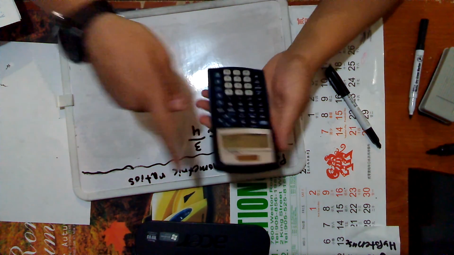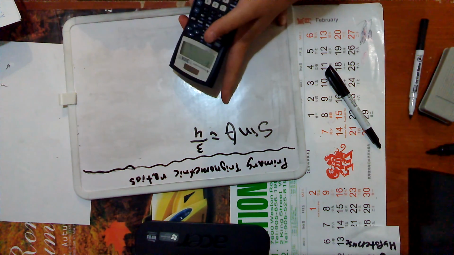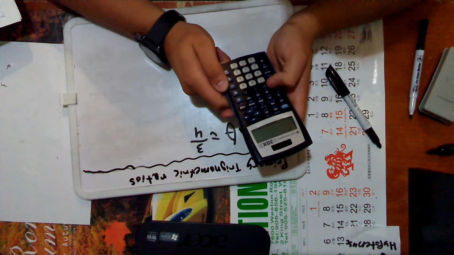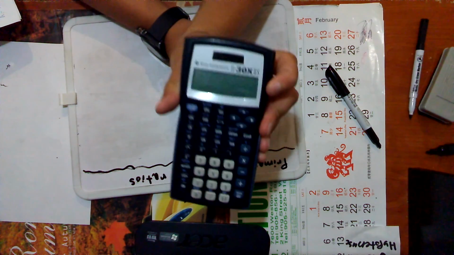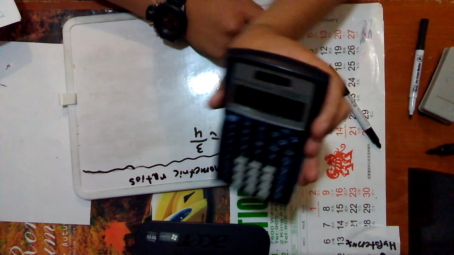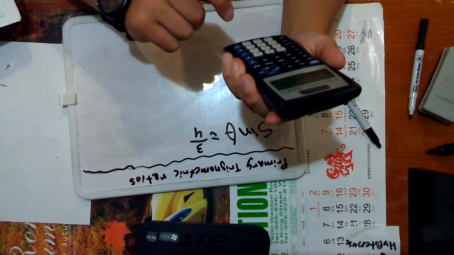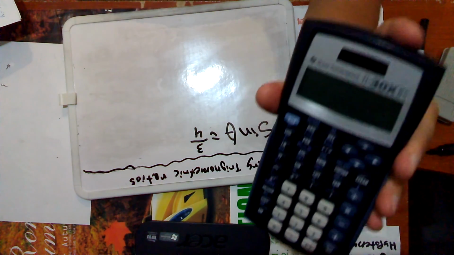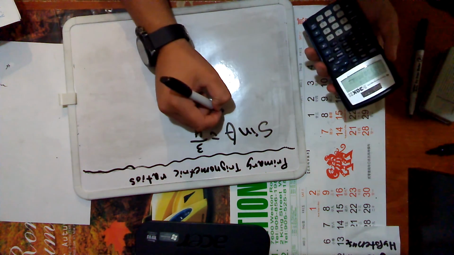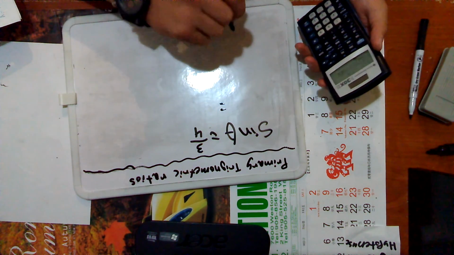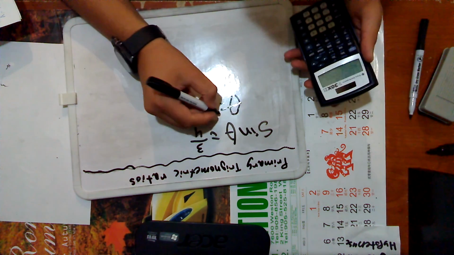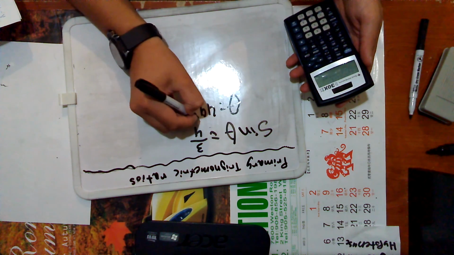So now let's test it. We got sine of theta equals 3/4, right? We're going to do inverse of sine. Inverse of sine 3 divided by 4 should give us 48.59, which in total should give us theta equals 49 degrees.